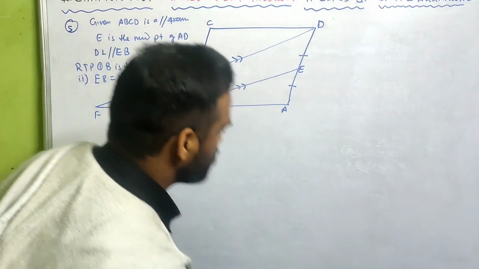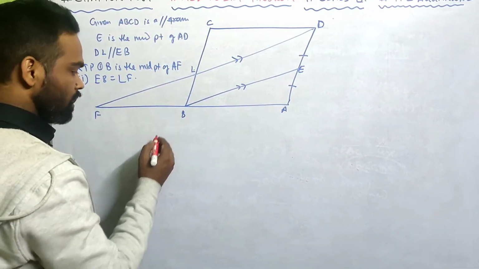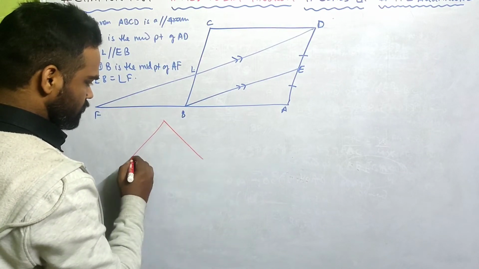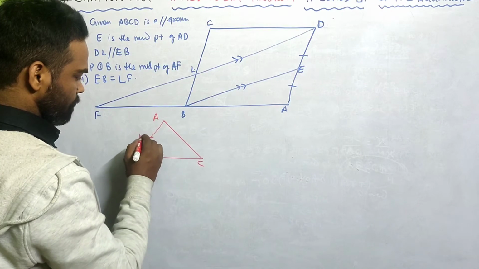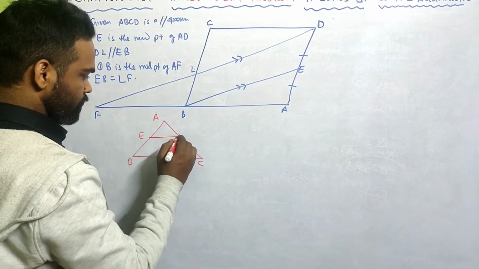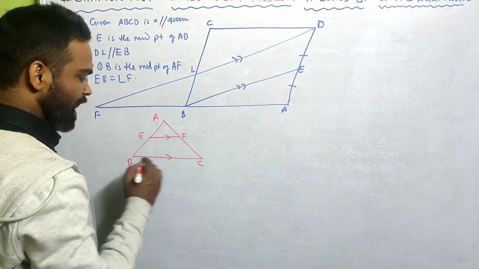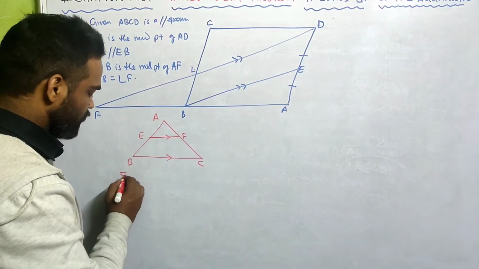Very easy. Look carefully. Converse of midpoint theorem. Remember, suppose this is a triangle. E is the midpoint of AB, and suppose EF is parallel to BC. Then what can we conclude?